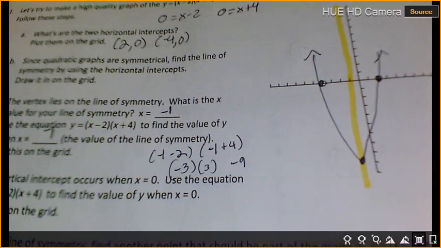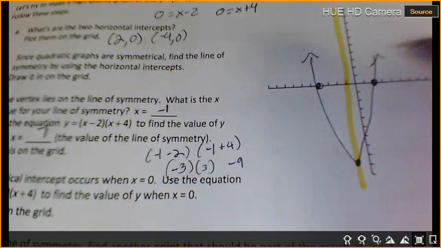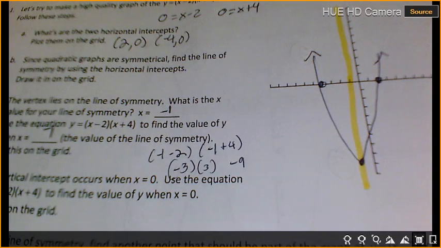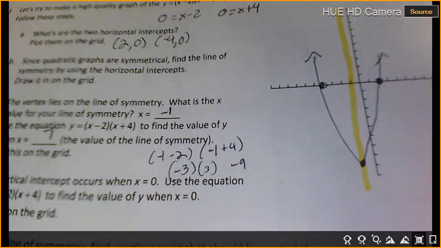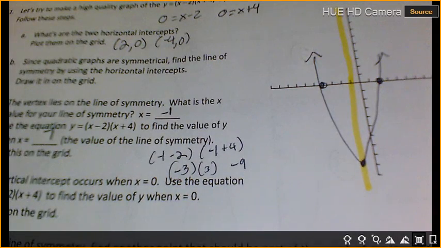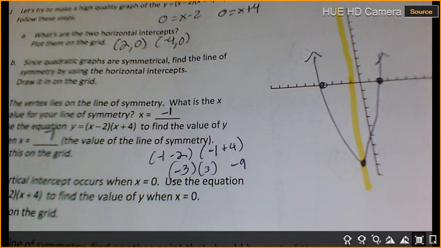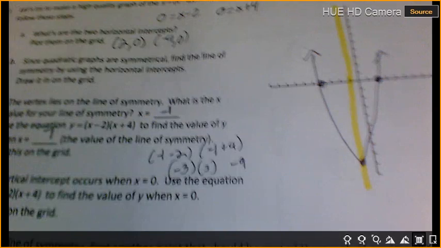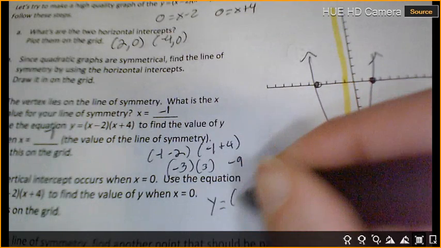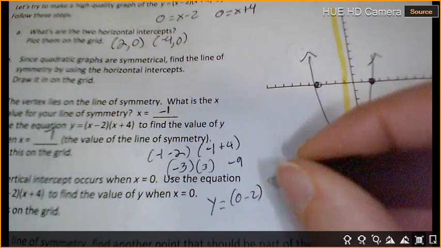Okay? The vertical intercept occurs when x equals 0. So if we want to make sure we're crossing, because I'm not crossing the y-axis in the right space. I just made that up. And it doesn't look like a U, right? It looks all crooked and funky. So to make it look better, we're going to plug in 0 for x and figure out where it crosses the y-axis. So we go y equals 0 minus 2 times 0 plus 4.